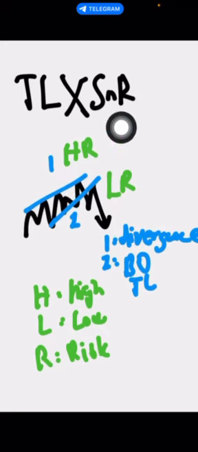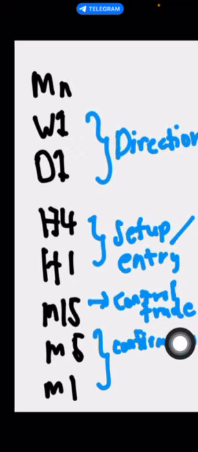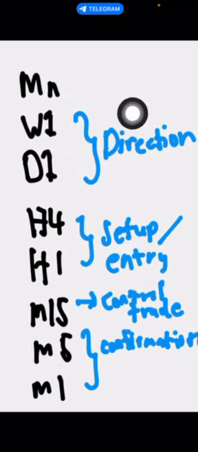This is for entry, okay? Before you enter, you must check your direction. When the direction is clear, you must check your setup. When the setup is clear, at confirmation you just enter, because you have lowered your risk at confirmation, and this is the M1 trend line breakout. Like I said: direction, setup, confirmation.